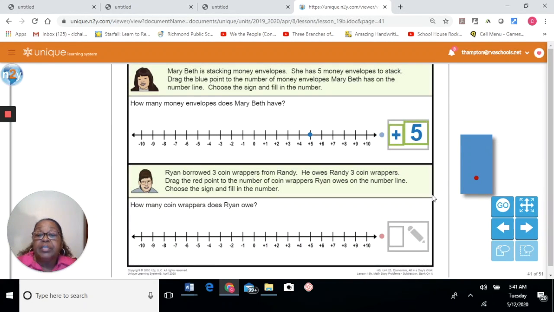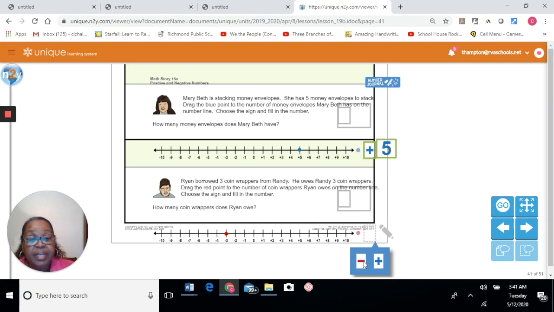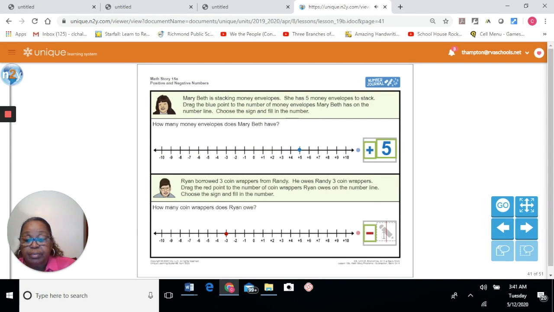All right. Let's read the next one. Ryan borrowed 3 corn wrappers from Randy. He owes Randy 3 corn wrappers. Remember, something that you have is opposite to something that you owe. Drag the red point to the number of corn wrappers Ryan owes on the number line. Now, if he owes something, that's the opposite of what you have. And what you have is positive, so what you owe has to be negative. So let's go to 3, and how we will represent that is negative 3. In here, the positive is blue and the negative is red.